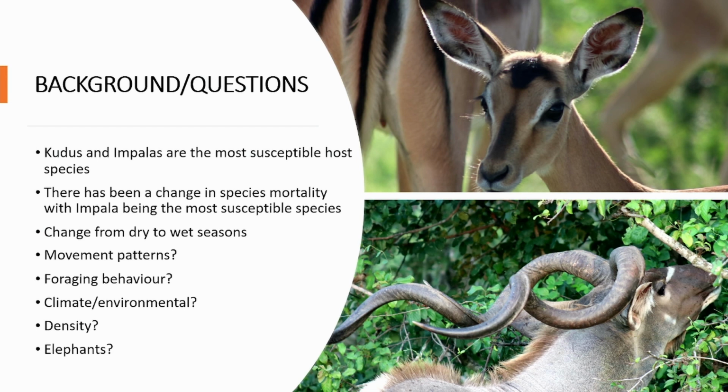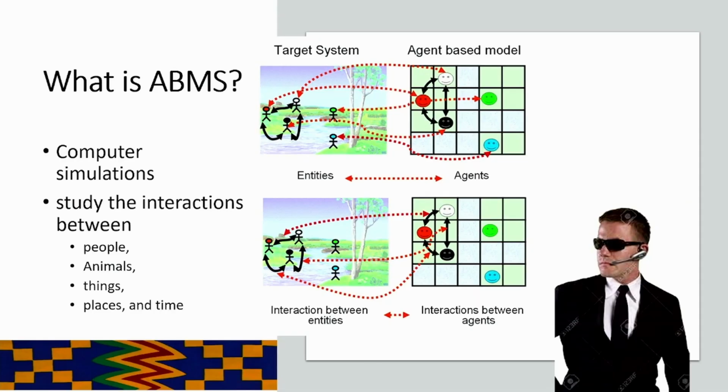Now we ask the question, could it be as a result of change in movement patterns? Could it be because of change in foraging behavior or modifications to their own foraging behavior? Or could it be the impact of climate or environmental factors? Could it be as a result of density? Or could it be the impact of other host species such as elephants?